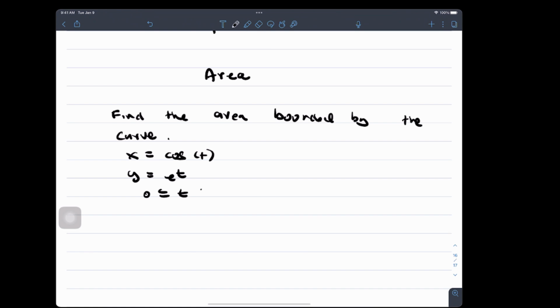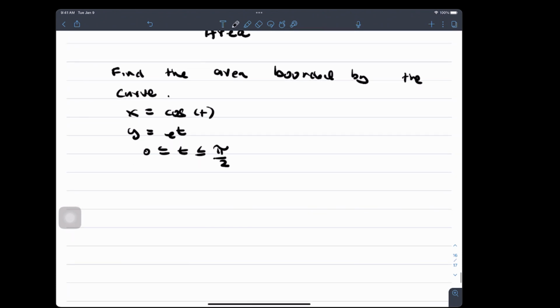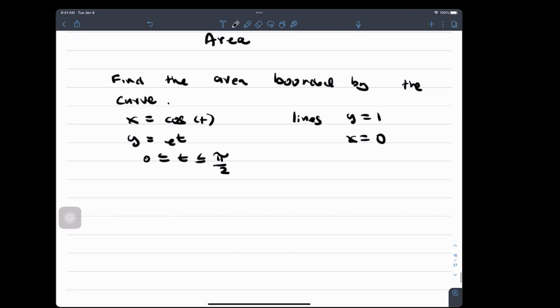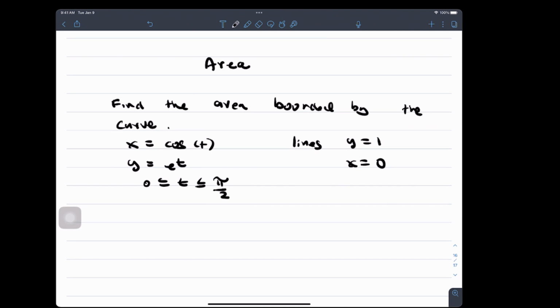So here's your curve. It's parametric though. And they'll say, and the lines y equals 1 and x equals 0. So this is kind of a bounded area question. Okay, so here's your area question. It's a bounded area question. Let's look at some details.